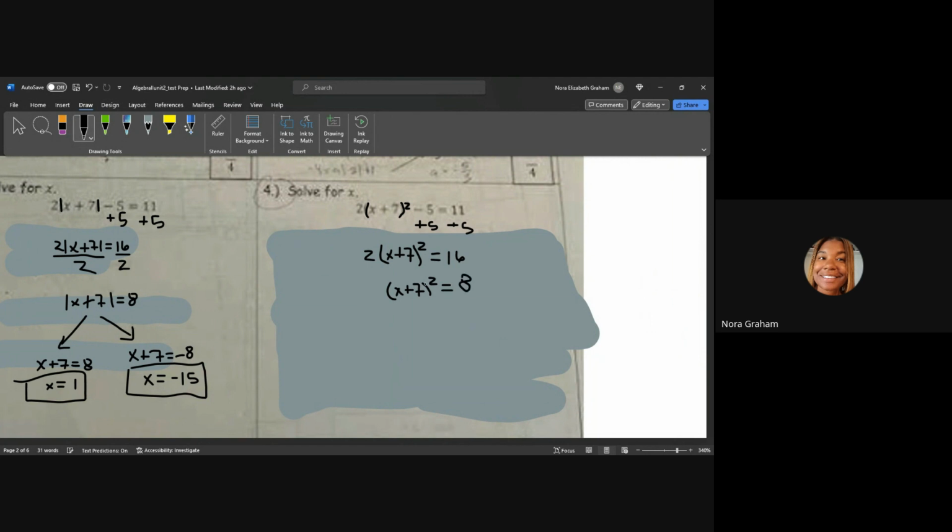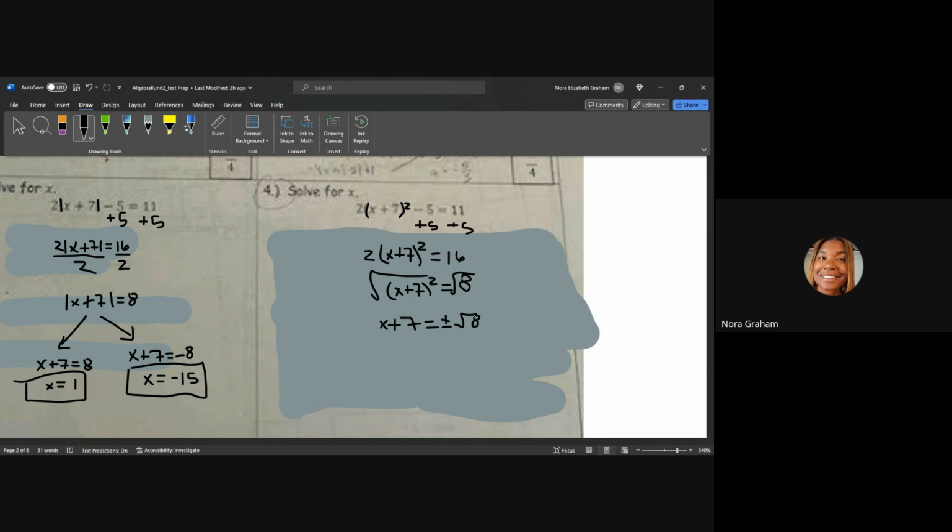To get rid of that square, I would square root both sides. When I square root both sides, I do have to account for a positive and negative. So this would become x + 7 equals plus or minus the square root of 8.